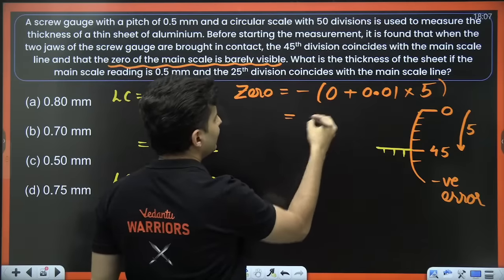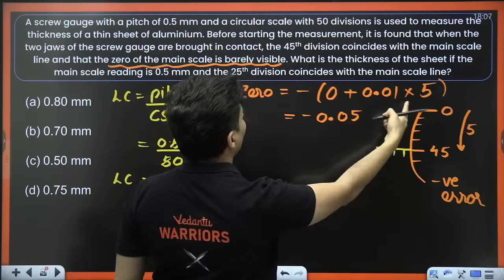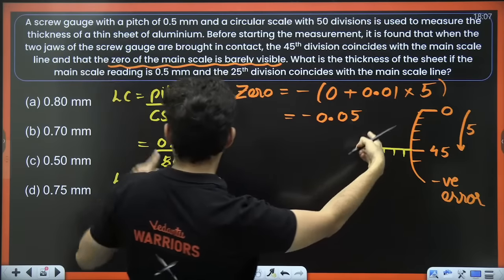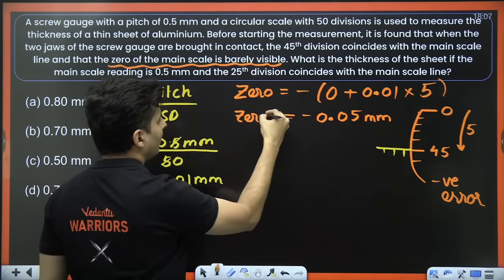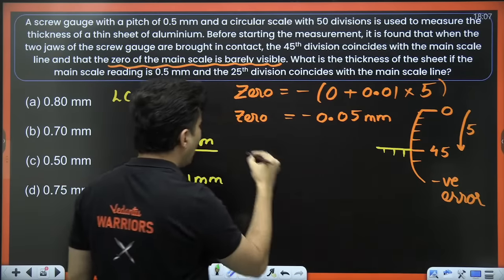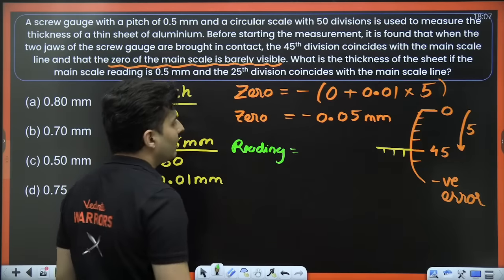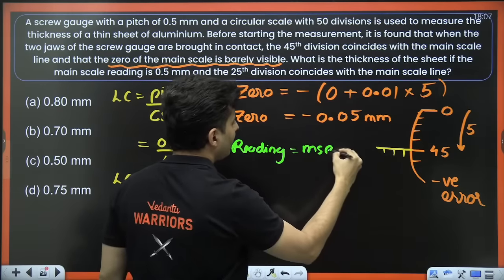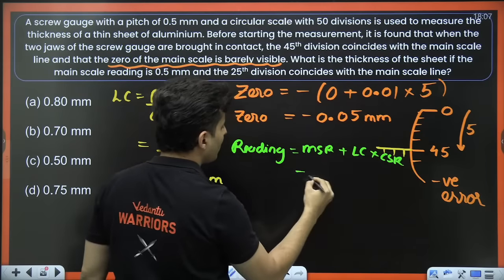Okay, so how much is the zero error? It is basically 0.05. What was this? This was millimeters. So this is also in millimeters. So that is your zero error. What is your actual reading that you get? What is the actual reading that you get? Obviously, main scale reading plus least count into circular scale reading.